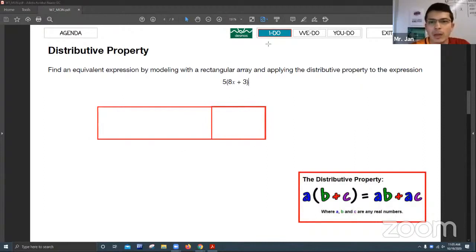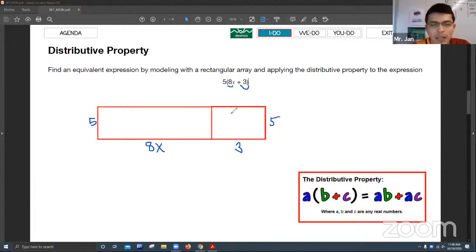Okay, so let me use another color now. For example, the 3 is the shortest one, the shortest width, this one, and 8 is the longest one. It's 8x. And because you're multiplying the whole expression with 5, the height of that rectangle would be 5. And it's the same thing for this line and the same thing for this line, okay? Because when we talk about a rectangle, the opposite sides are equal, right?